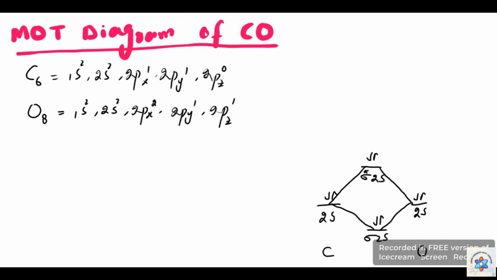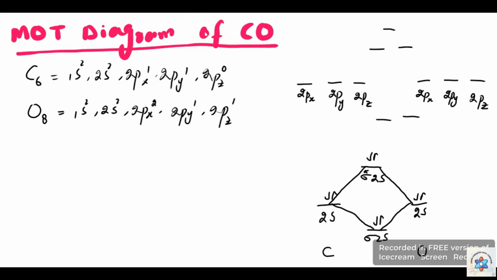Now I will mention the 2px orbital of carbon, here the 2py orbital of carbon, and here the 2pz orbital of carbon. Now here I will also mention the 2px orbital of oxygen, 2py orbital of oxygen, and 2pz orbital of oxygen. Now I will mention its anti-bonding molecular orbitals, and here I will also mention its bonding molecular orbitals.